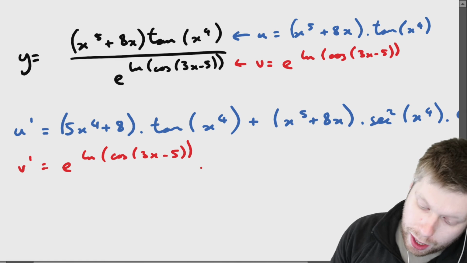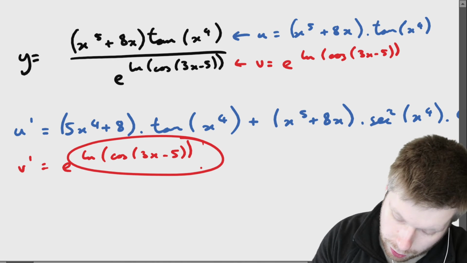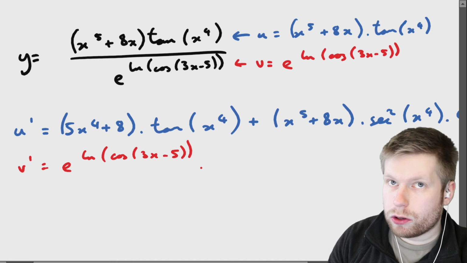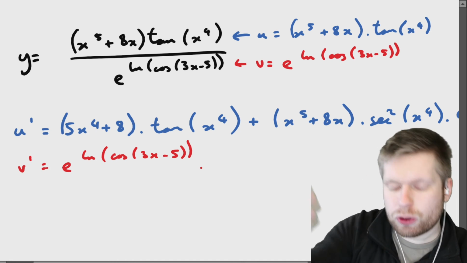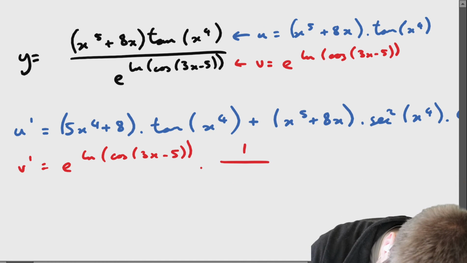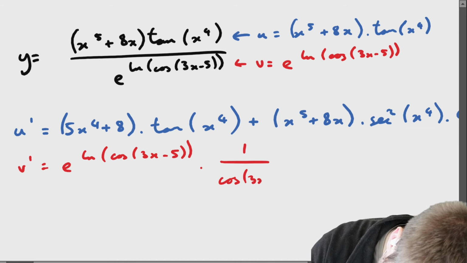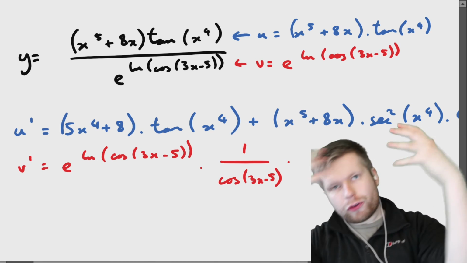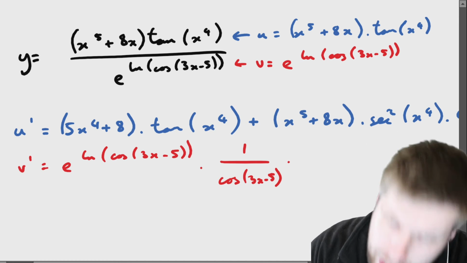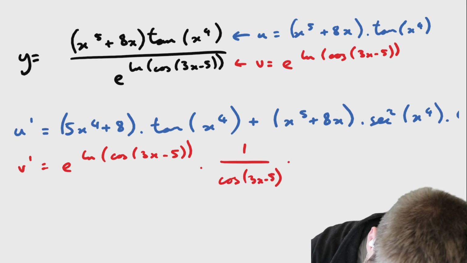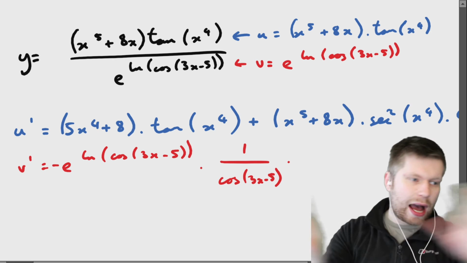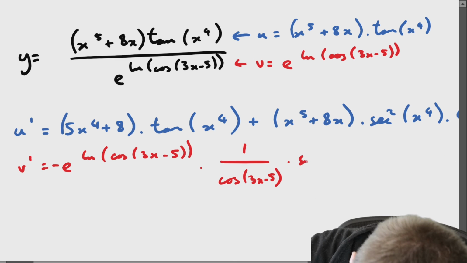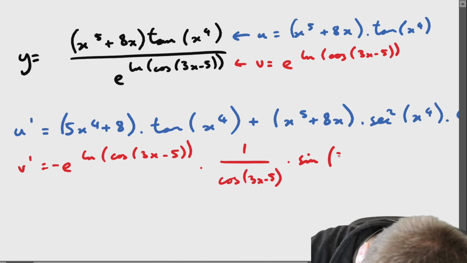And then you need to multiply by the inside function, so multiply by the derivative of the natural log of cosine of 3x minus 5. Well, the derivative of natural log is just 1 over, so it's going to be 1 over the cosine of 3x minus 5. Then I need to multiply that by the derivative of cosine of 3x minus 5. The derivative of cosine is negative sine, so I'm going to stick the negative right out the very front and I don't have to worry about brackets or anything. So it's going to be the sine, leave the 3x minus 5 alone.